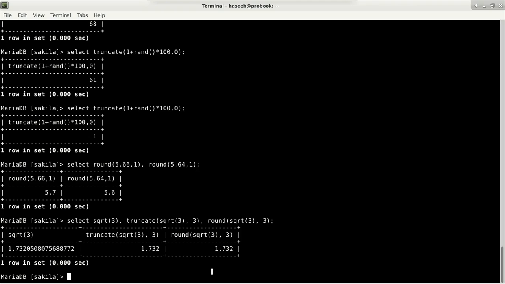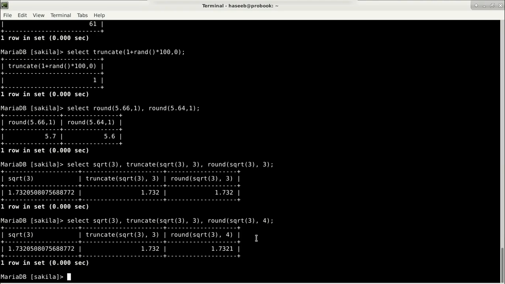If that digit is 5 or greater than 5, it will increment the digit at the third decimal place. So in our case, the number at the fourth decimal place is 0. See here. Because this number is less than 5, the 2 will remain as it is. But suppose I change it to 4, then the answer will be different.